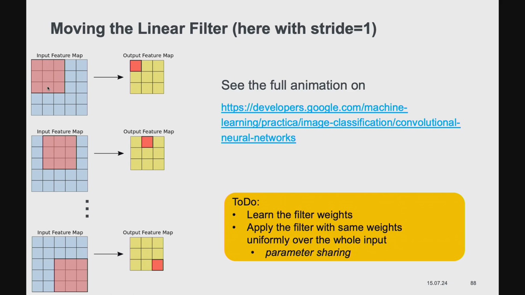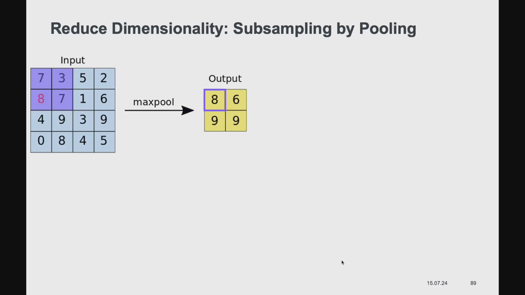Okay, so this is the to do here, learning these kernels, always the same ones, and always apply the filter with the same weights uniformly over the whole input so that you have a parameter sharing when you think in terms of a fully connected network. But you don't actually, of course, implement it like this. You don't implement it such that you have the same weights over and over again. But conceptually, you can think like this.